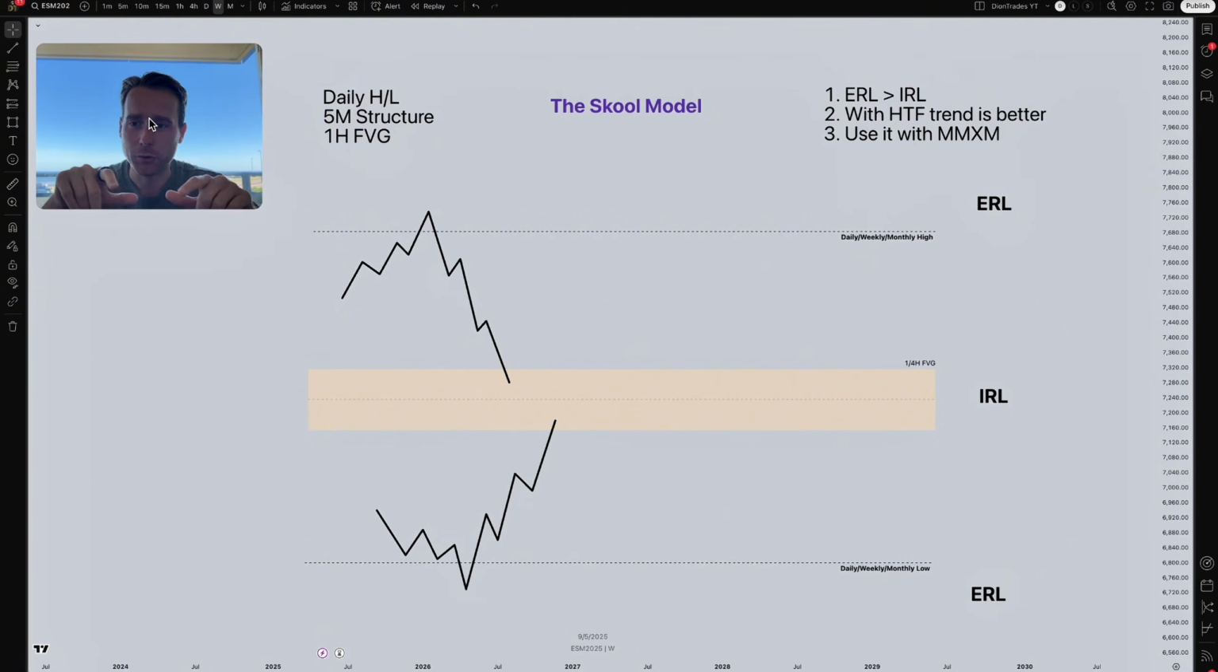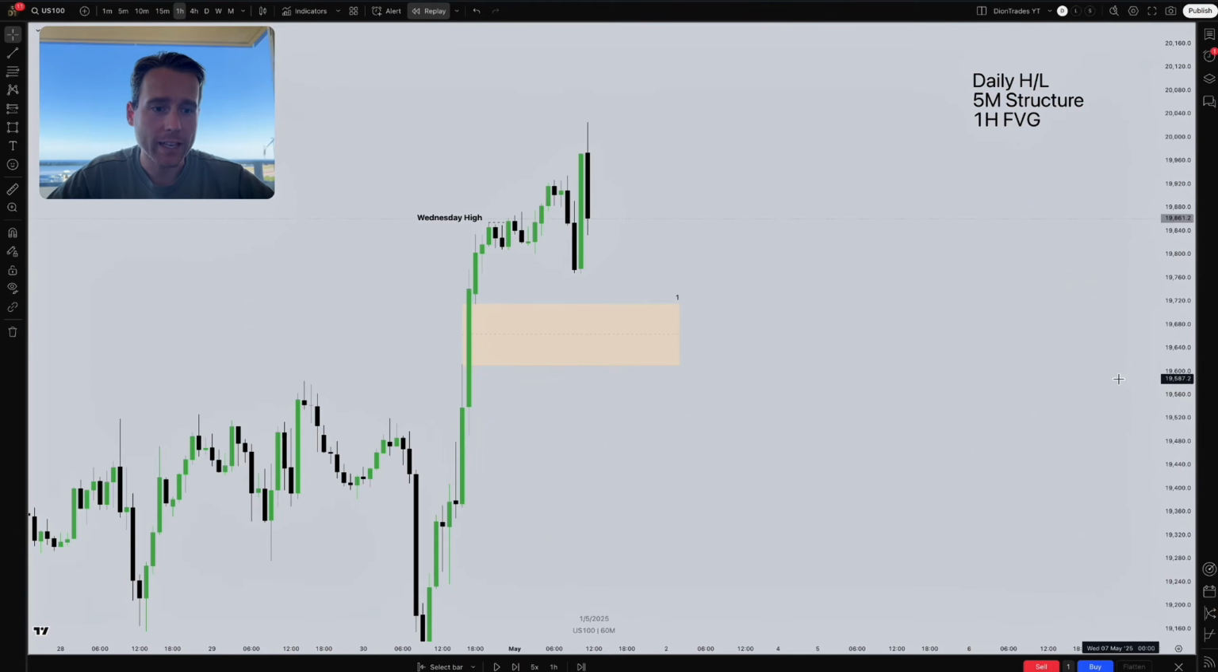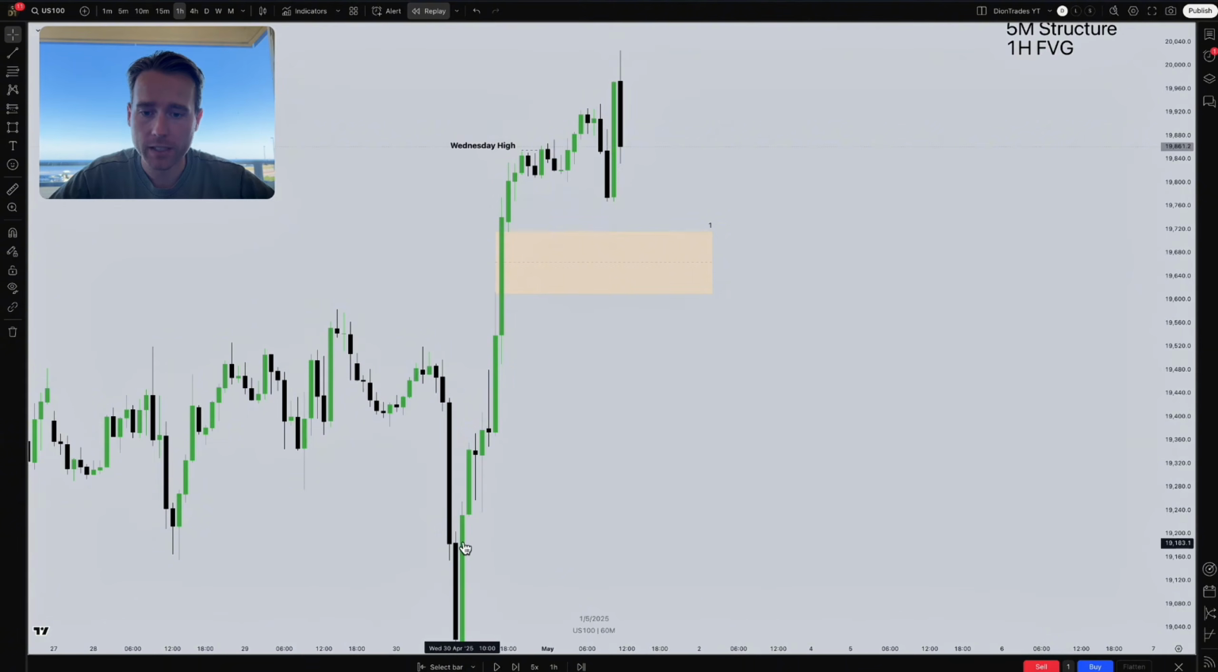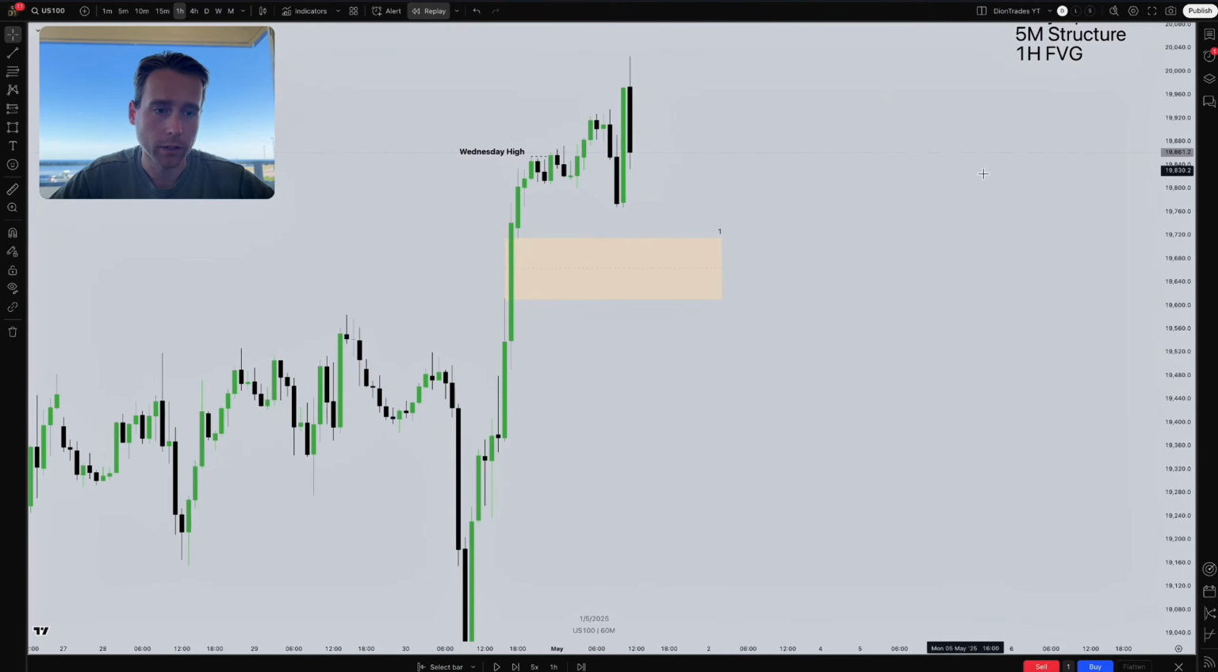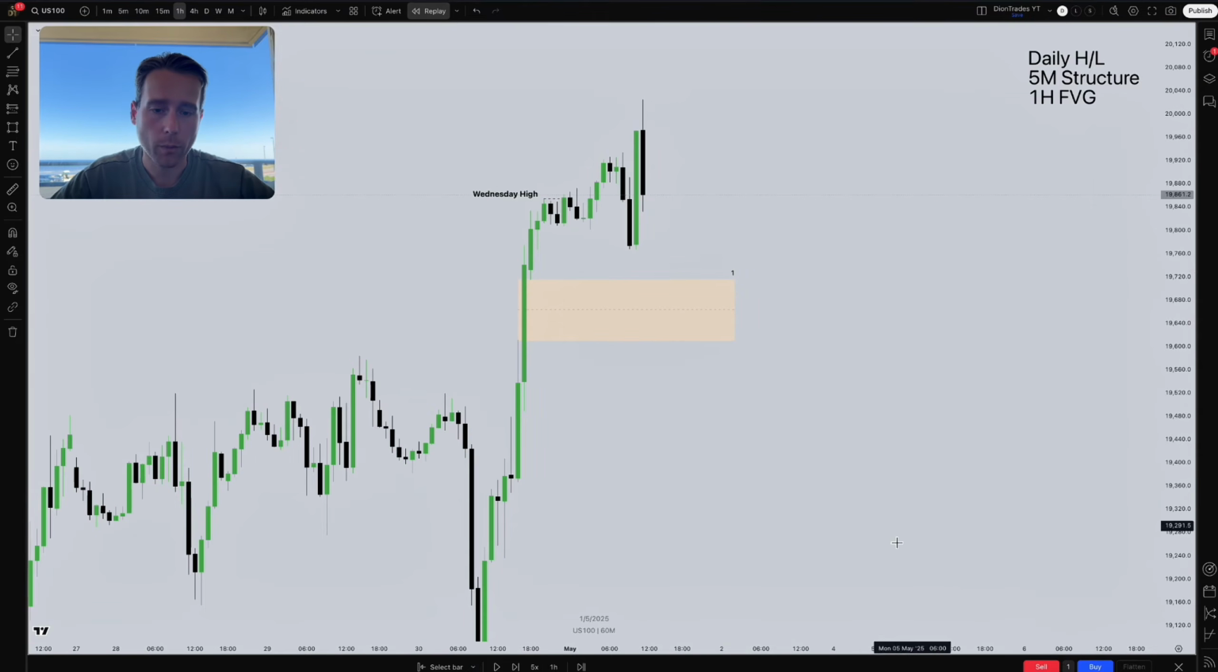Let's look at some examples right now, breaking it down. This first example, look at NASDAQ at the 1 hour chart. And remember, this is what we want to see. Daily high low, 5-minute structure, 1-minute fair value gap. And in this piece of price action, we just have a massive move upwards here on the 1 hour chart. And before we go upwards, we're never going up in one way. If we're going up, we're always retracing before going upwards.